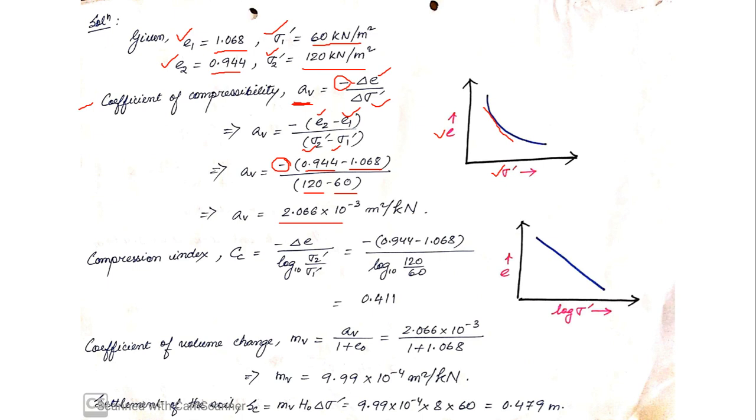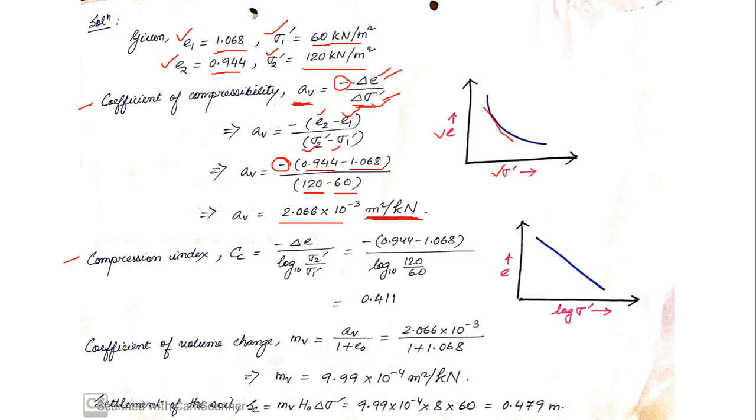Now regarding the unit, av is change in void ratio divided by change in effective stress. We know that void ratio has no unit. It is only the unit of effective stress that we need to take care of, which is kilonewton per meter square. Since it is in the denominator, meter square goes to the top, and as a result the overall unit is meter square by kilonewton. I hope you understand this. So this is the value of the coefficient of compressibility, or av.